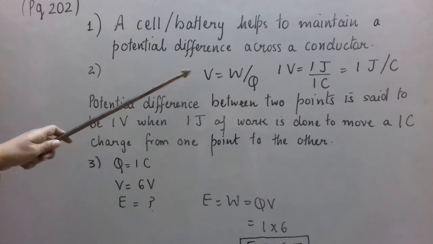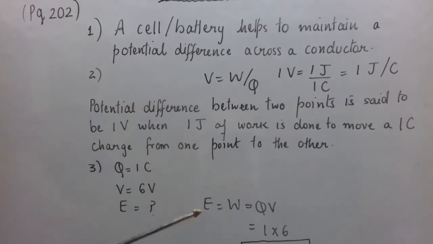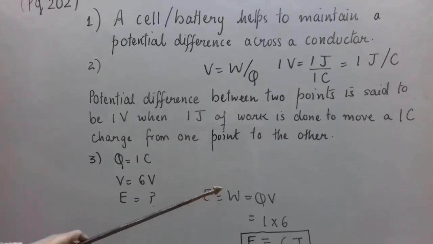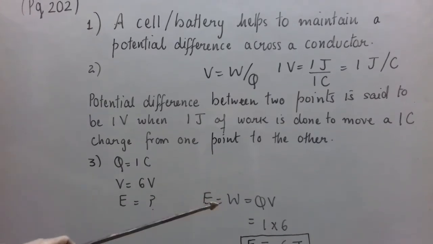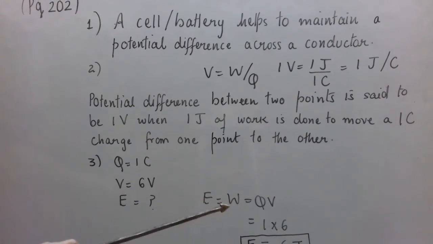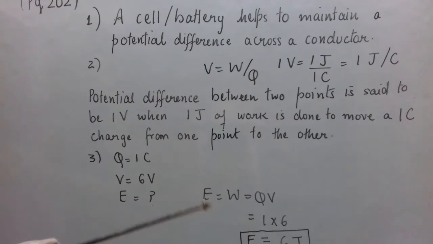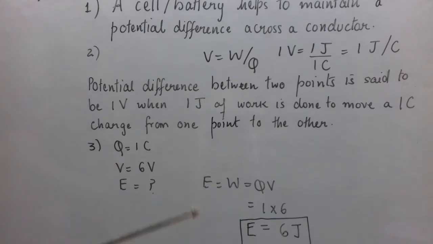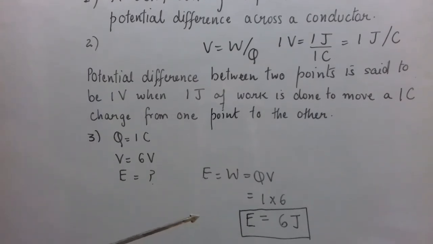Using this, we know W is QV. This is the work done. So we can write energy supplied is equal to work done. We know this is the work done to move a charge Q across a potential difference V. So E is equal to W is equal to QV. Just put the values of Q and V, 1 into 6. We know energy is 6 joules now. Joule is the SI unit of energy.